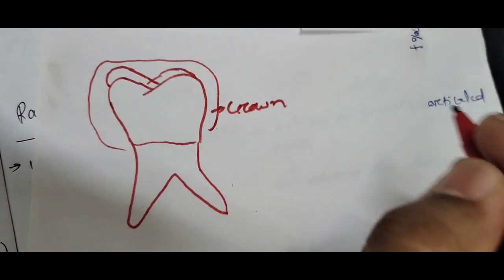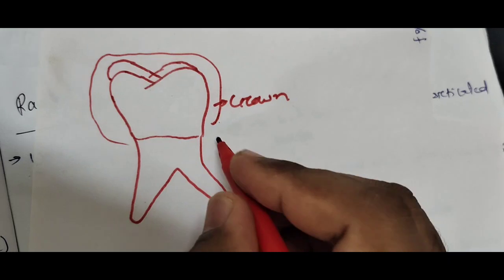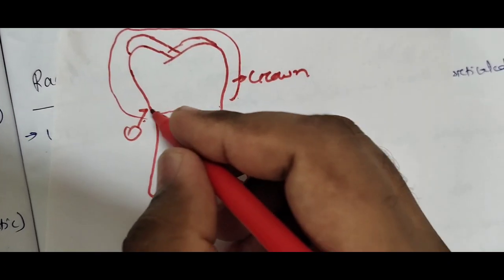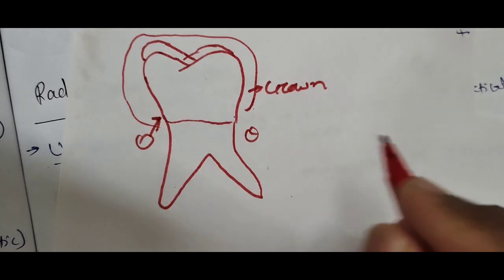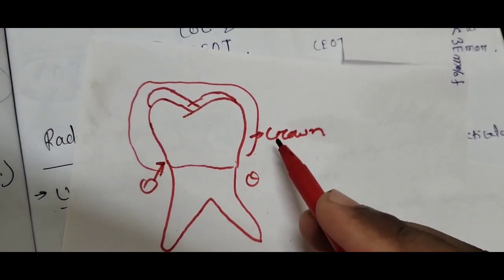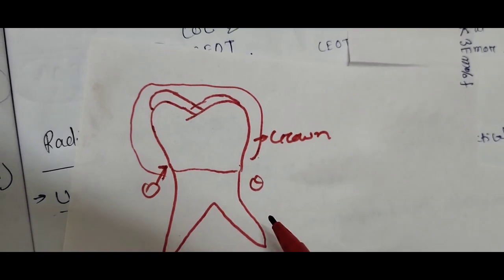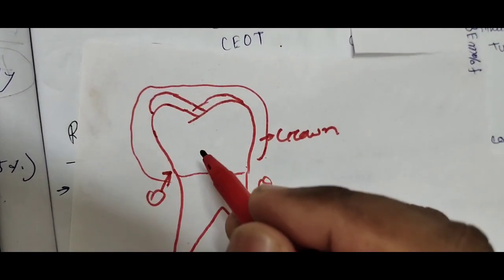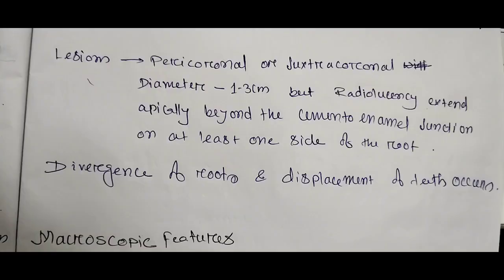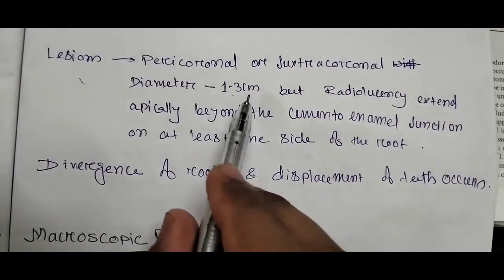Or juxtacoronal, that means close to the crown, maybe here, close to this crown part. That is juxtacoronal. So the cyst may be on the pericoronal side or the juxtacoronal side. That means it may surround this crown or be close to the crown. Diameter is 1 to 3 cm.